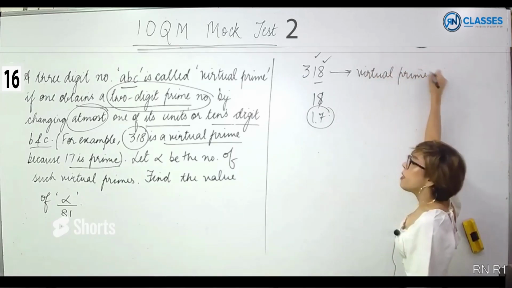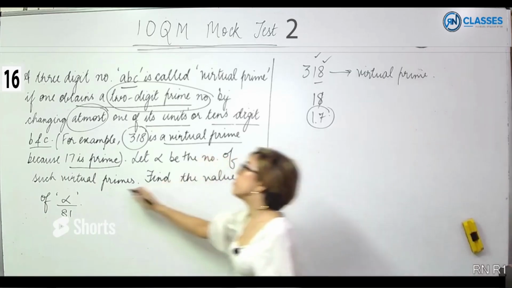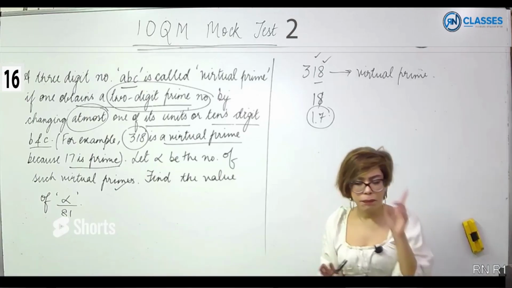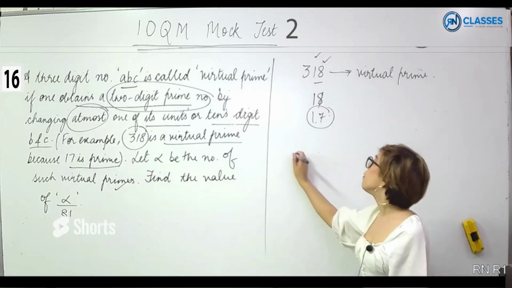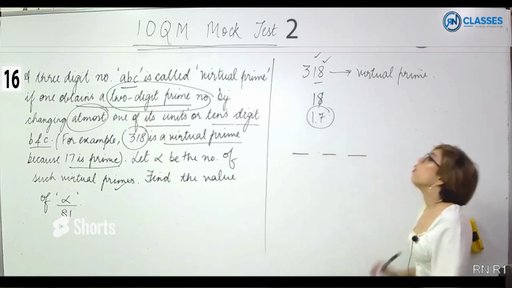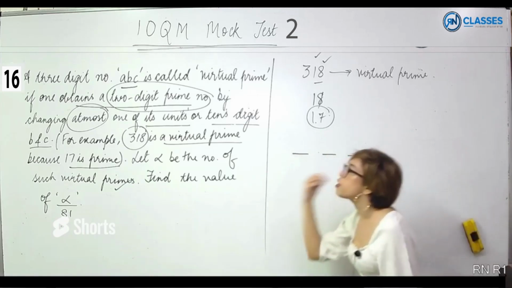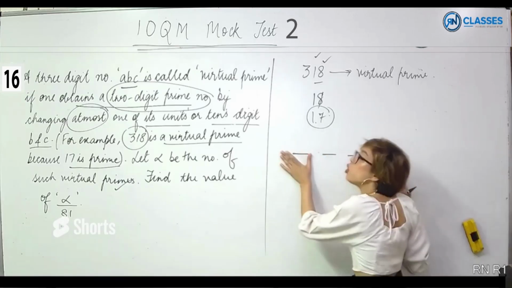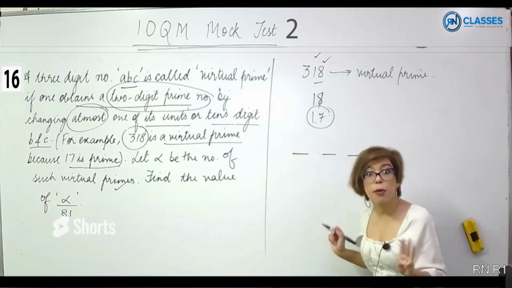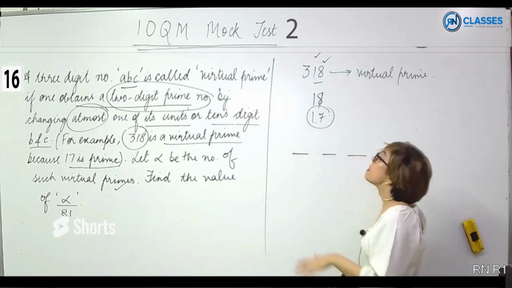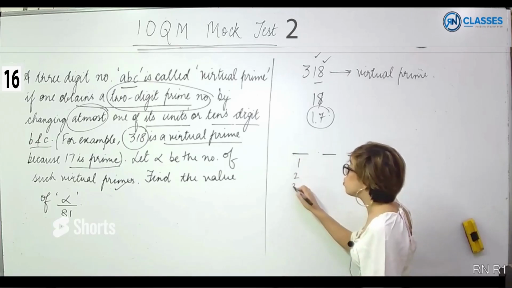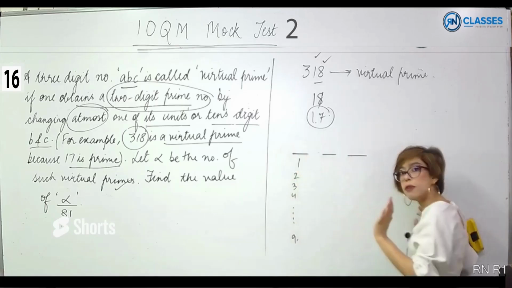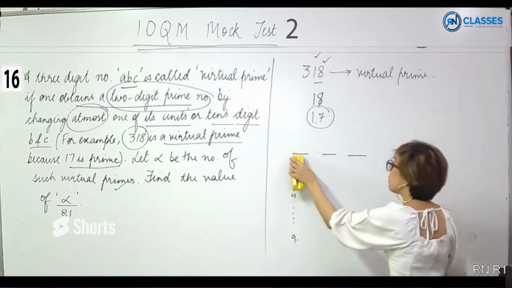Now he says alpha is the number of such virtual primes, and you need to find the value of alpha by 81. So basically I need to find alpha. I need to have a 3-digit number. Mind that there is no restriction on the first digit. We do not care about the first digit at all. Maybe I can put in 0? Careful, it's a 3-digit number, so obviously I cannot put in 0. I can put in 1, 2, 3, 4, and so on till 9. I have 9 possibilities, so I can fill the first place in 9 ways.